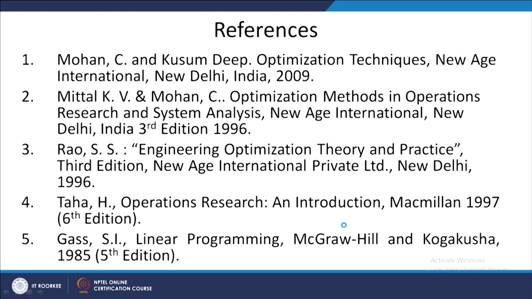So, in the end I would like to mention some of the books that you could read for getting more information on this topic of operation research, and this is going to help you to study the other lectures in this course as well. The first book is by Chandra Mohan and Kusum Deep. It is called Optimization Techniques, by New Age International India, 2009. K.V. Mittal and Chandra Mohan, Optimization Methods in Operation Research and System Analysis. This is also by New Age International. And the third book is by S.S. Rao. It is called Engineering Optimization: Theory and Practice.